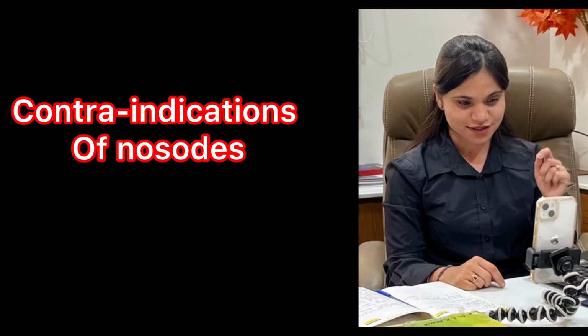Contraindication of nosodes. Never use nosodes in the following conditions: in an explosive state of miasm, during the active phase of a recurrent attack, in the active phase of any acute disease, and last one is do not use tuberculinum in an established case of tuberculosis or in an infectious state.